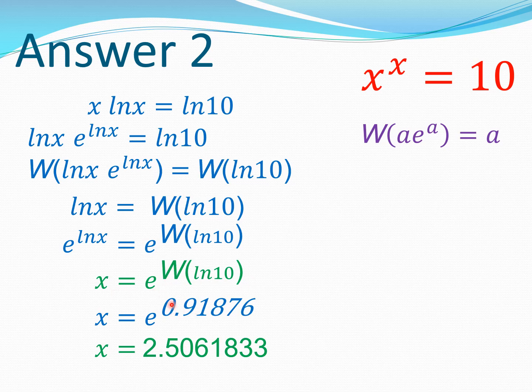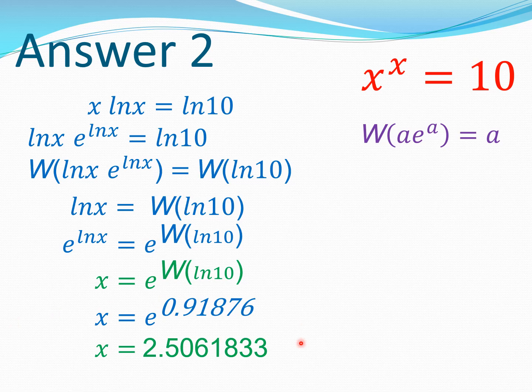Now I can easily calculate this w log 10 from certain websites, for example Wolfram Alpha, and the value comes out to be about 0.91876. In the next slide I'm going to give you the detailed value, but let's take the value till 5 decimal places at that point, and then of course using your calculator or your phone you can very easily get the value as x is 2.506.